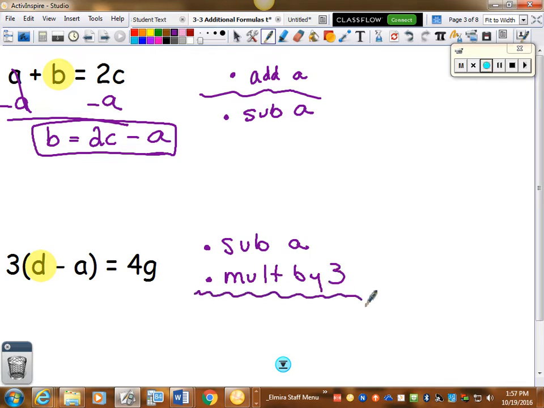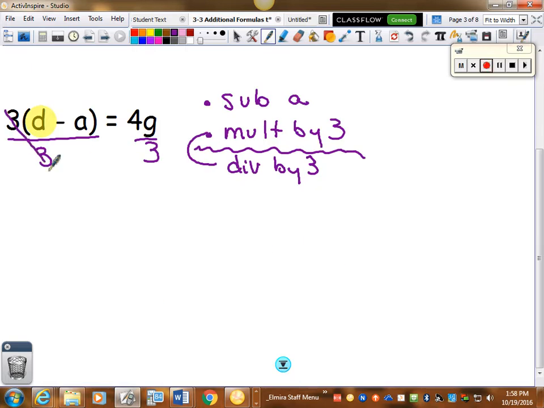Now we're going to reverse and opposite. So instead of multiplying by 3, we're going to divide by 3. And this feels weird because you're used to distributing that, and that won't help us to get d by itself because we have mostly letters, so that won't help us. So dividing by 3 on both sides makes those cross out, and I bring d minus a down.